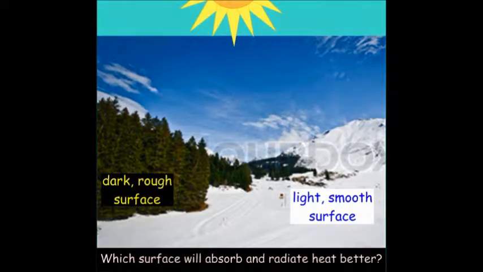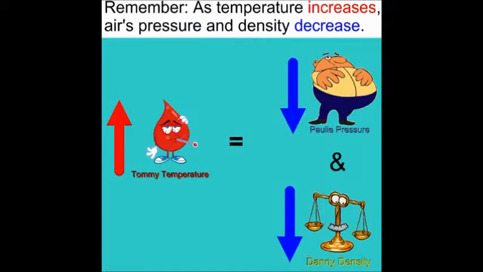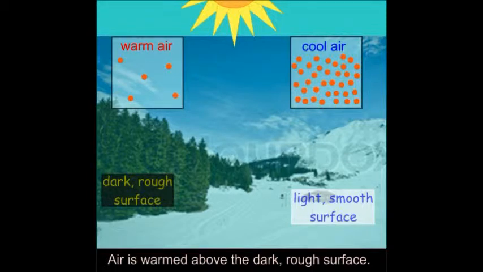First, consider how color and texture affects heat. The dark, rough surface on the left, where the forest is, is going to absorb and radiate heat better than the light, smooth surface where the snowy field is on the right. And remember that as the temperature increases, the air's pressure and its density decrease. So above the dark, rough surface, the air is warmed and it becomes less dense, and above the light, smooth surface, the air is cooled and it becomes more dense.